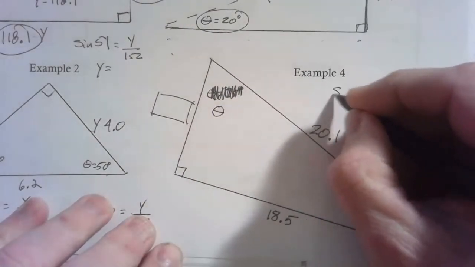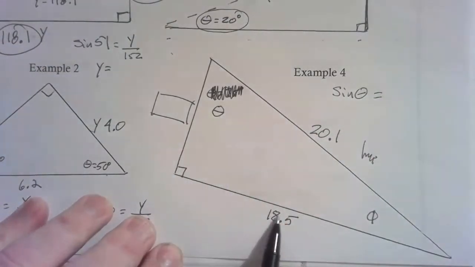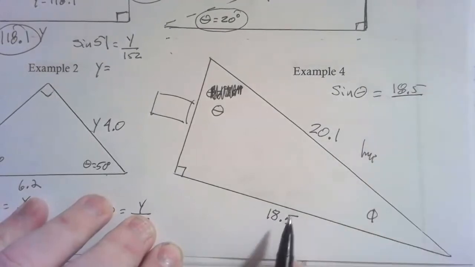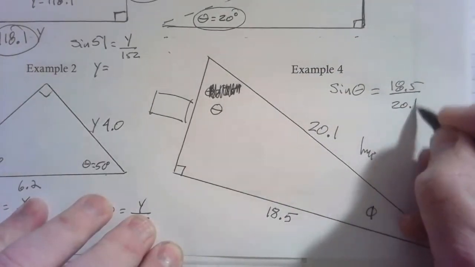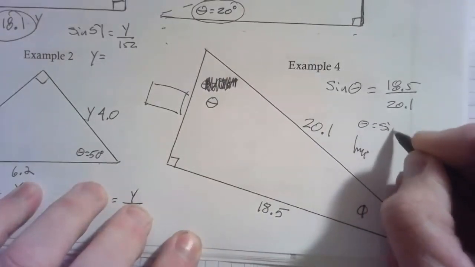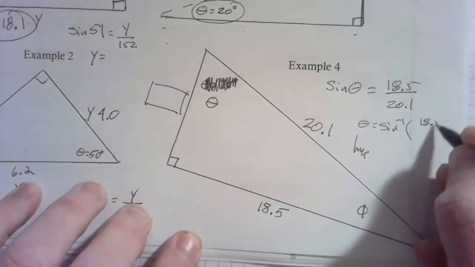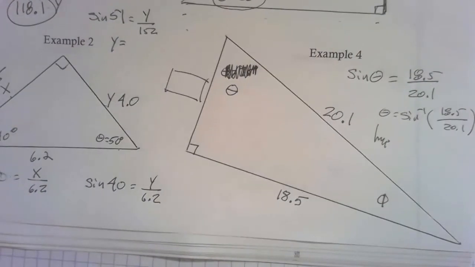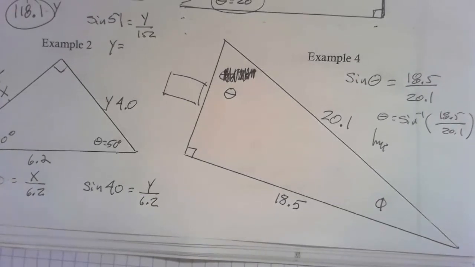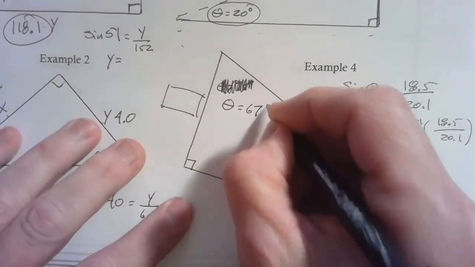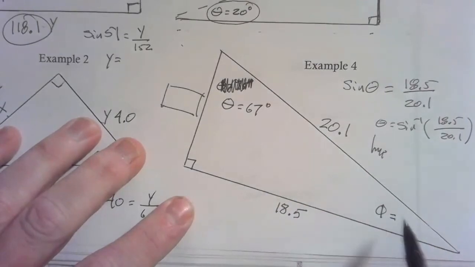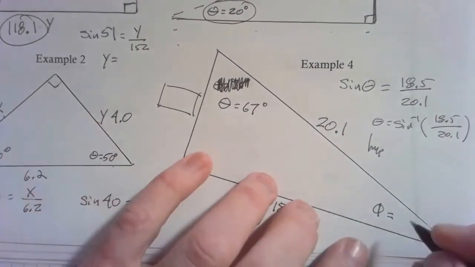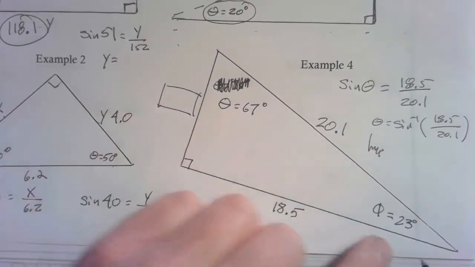We're going to say that the sine of the unknown angle is the opposite, 18.5, over the hypotenuse, which is 20.1. And if you remember, that means the angle is the inverse sine, the second sine, of whatever you get when you do 18.5 divided by 20.1. So I'll go 18.5 divided by 20.1, and then do second sine, and I get 67 degrees. Now that I know that's 67, I can find this pretty easily by subtracting from 90. That's going to be 23. Just double check it, 6, 8, yep.